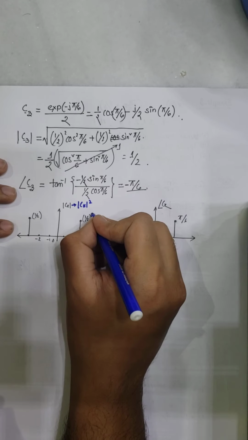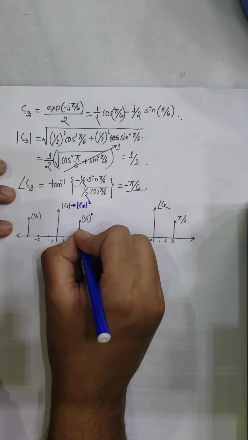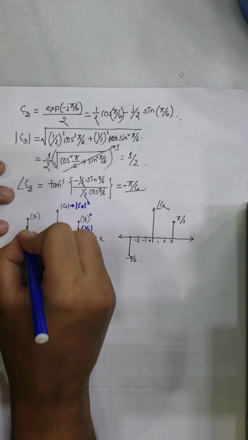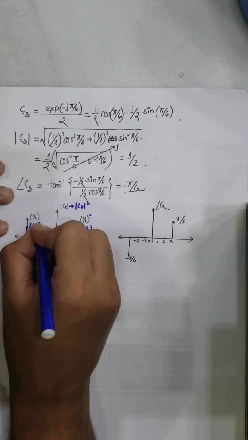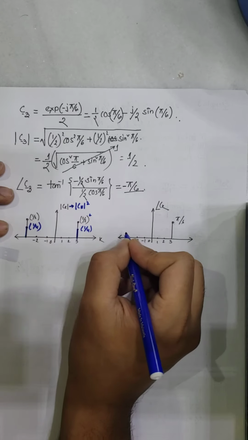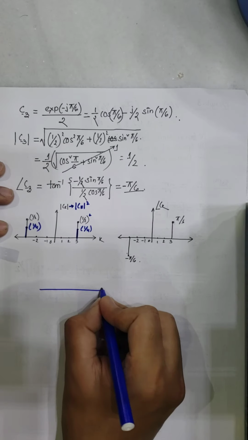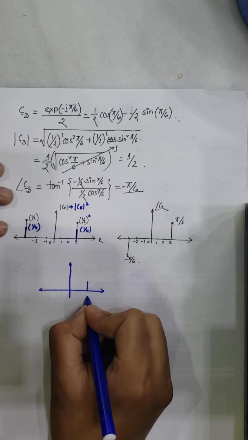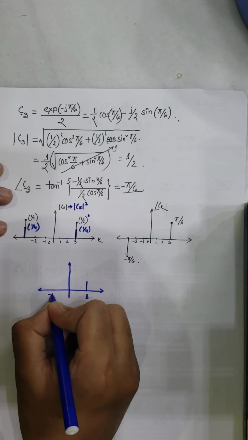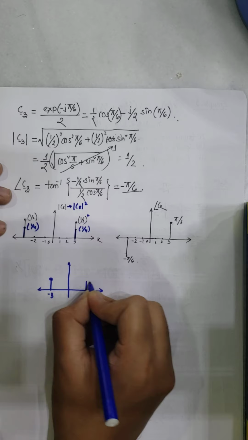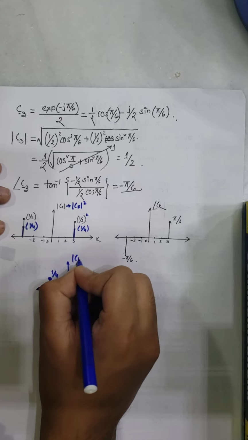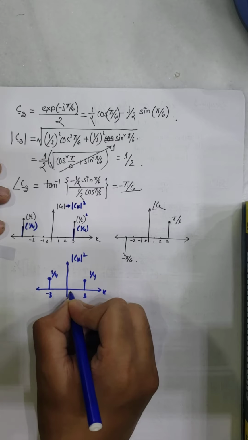In order to determine the power spectrum, we only need to square the magnitude of C of k, and squaring this value will give 1 over 4, and here 1 over 4. So the power spectrum at 3 and negative 3 is 1 over 4. This is the magnitude of C of k squared, of course.